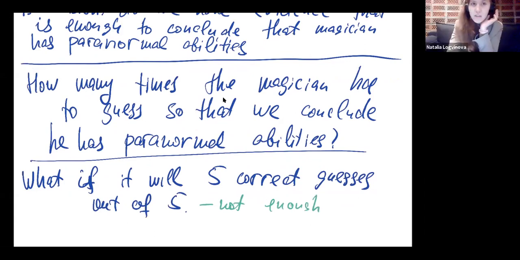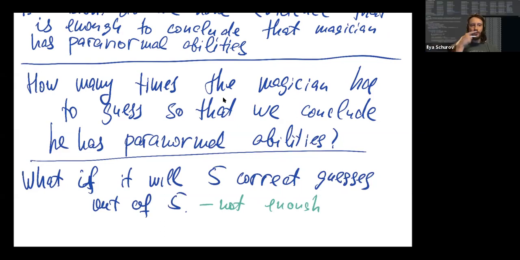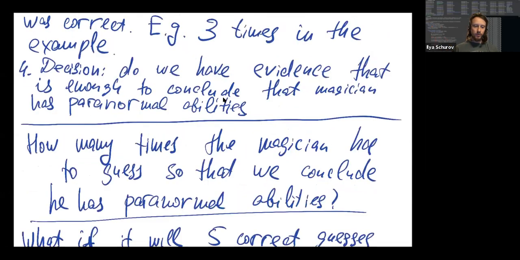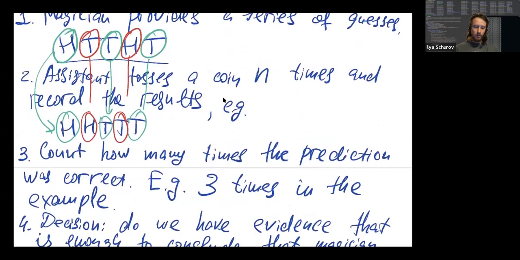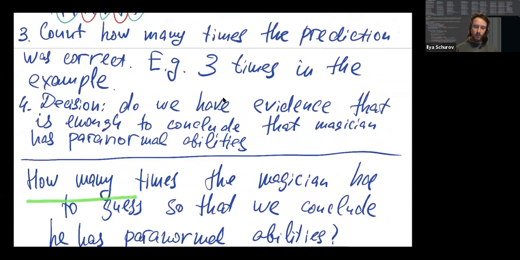So, if we don't have any more tries, we should stop somewhere. Yeah, the scheme of the experiment should be known before the actual experiment. So actually, what you have to do is the following: you have to fix this number n, and you have to make this decision. How many times should the magician be correct to be able to conclude that he really has magical abilities?